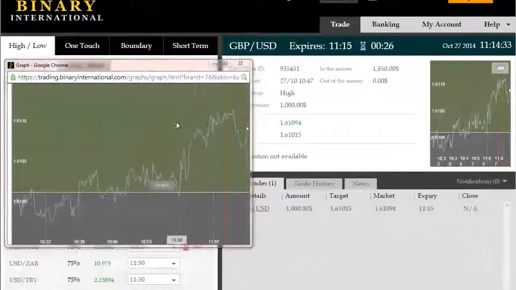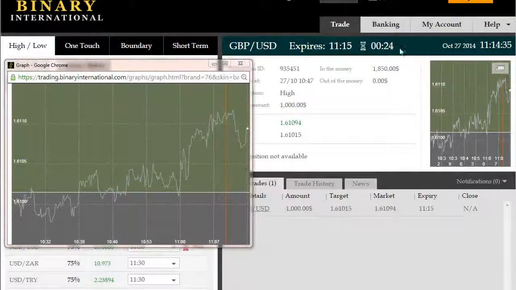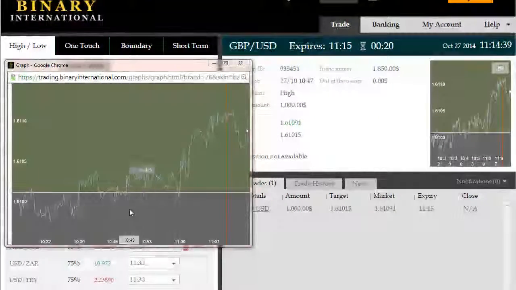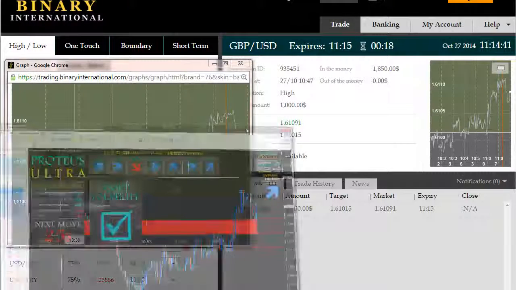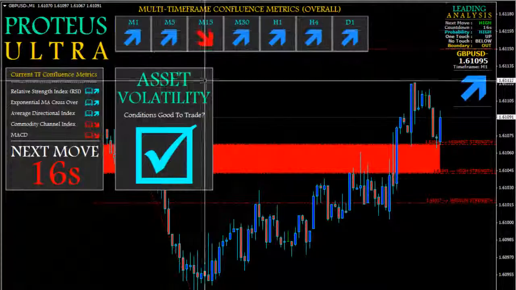All right, back again. Roughly 25 seconds remaining to this British pound US dollar trade expiring here at 11:15. As you can see, the trade has broken out into the money, found a lot of support at that entry point as was projected in advance by Proteus Ultra.